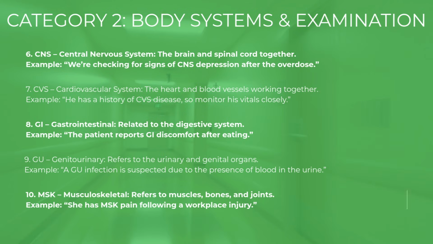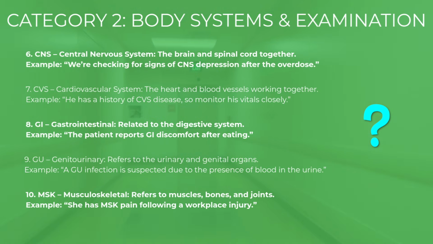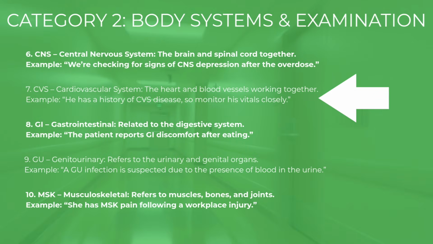Great job! These abbreviations help you speak clearly about different systems in the human body, super important when communicating across departments. Let's have a quick quiz. Which abbreviation is used when referring to the heart and blood vessels? The correct answer is CVS. If you got that right, give yourself a pat on the back.